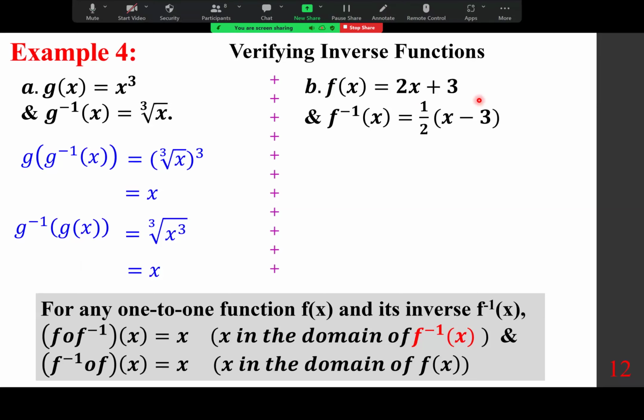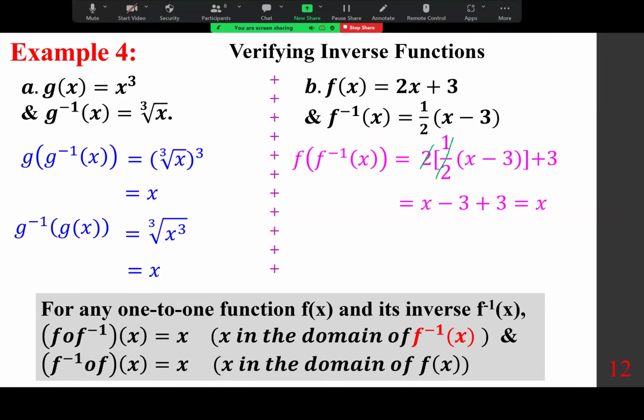Now let's look at f of x equals 2x plus 3. F inverse of x is half of x minus 3. Let's prove that they are inverse. So let's look at f of f inverse of x, which means if you look at this function, you're going to replace this x with f inverse, half of x minus 3. And clearly, 2 and 1/2 cancel each other. You get x minus 3 plus 3, which is x. So that's done.